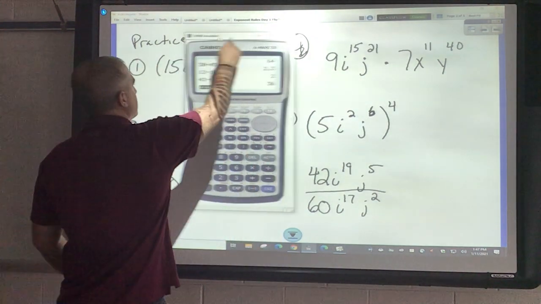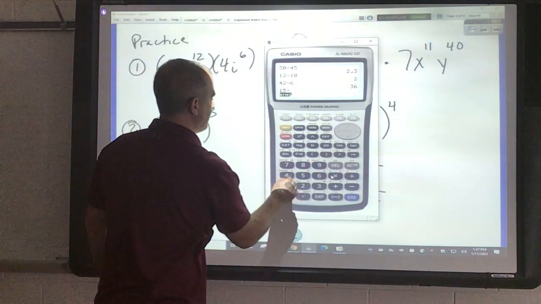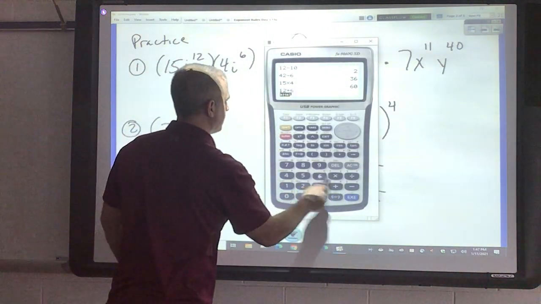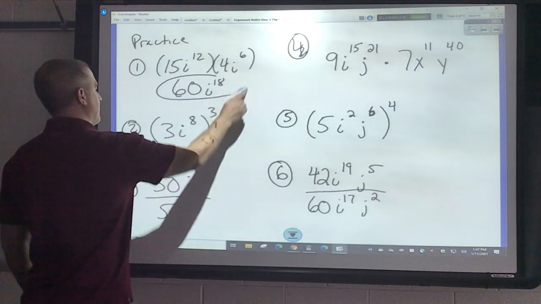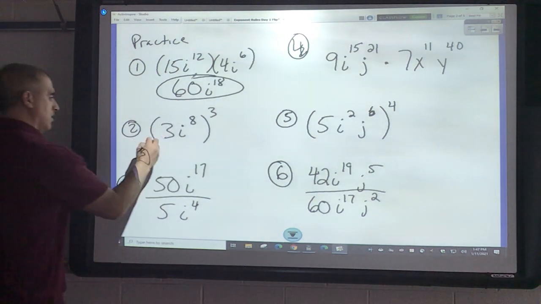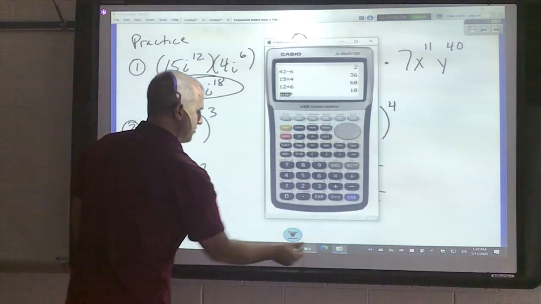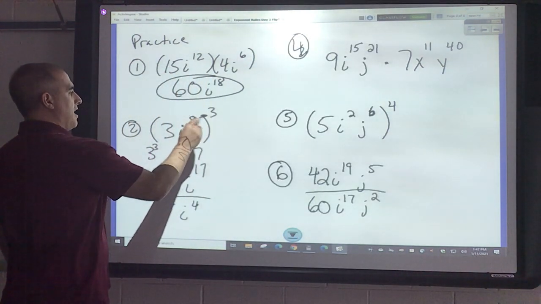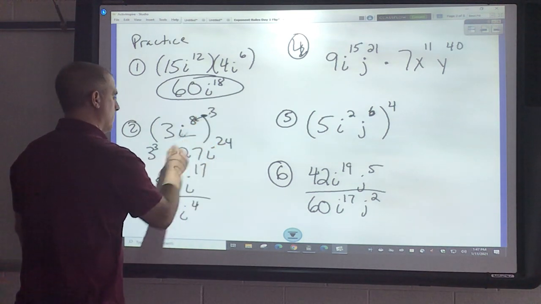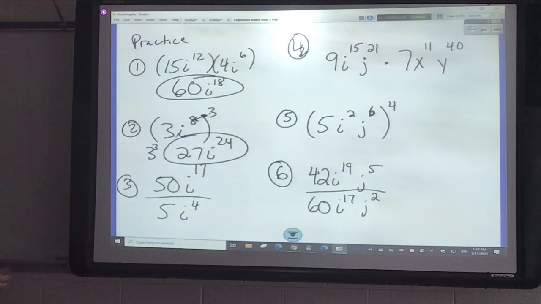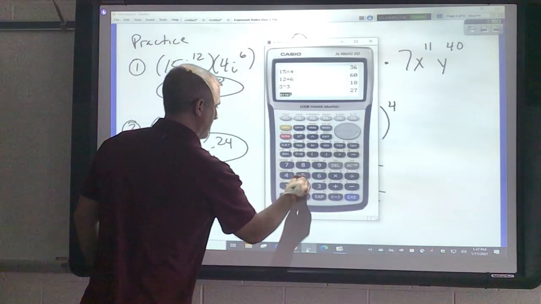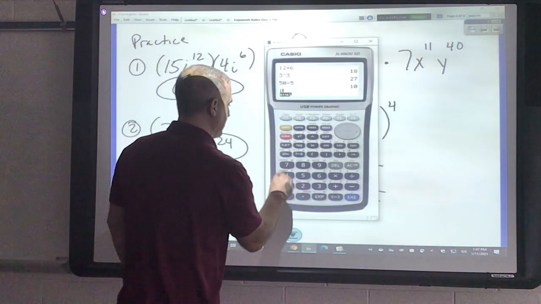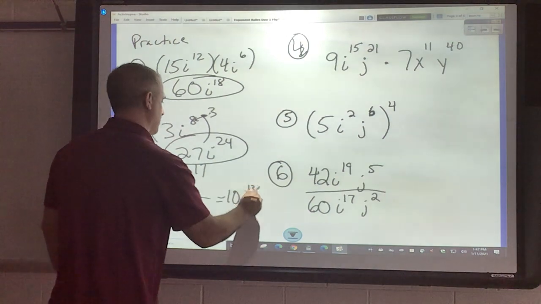All right, so this one is the multiplication rule. So 15 times 4 gives me 60. Now I want to do 12 plus 6 is 18. Boom, there's my first answer. This is the power rule. So this would be 3 to the third. So I want to use that caret, 3 caret 3. That's 27. Then I'm going to multiply. 8 times 3 would be 24. All right. Now I got division. 50 divided by 5 would be 10. Then I want to do 17 minus 4, which is 13.